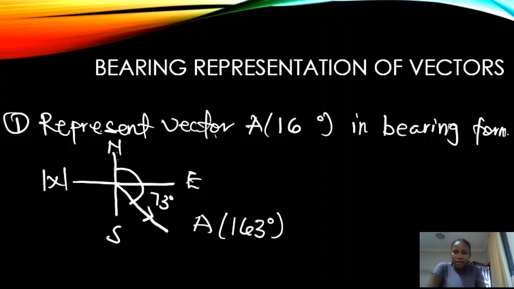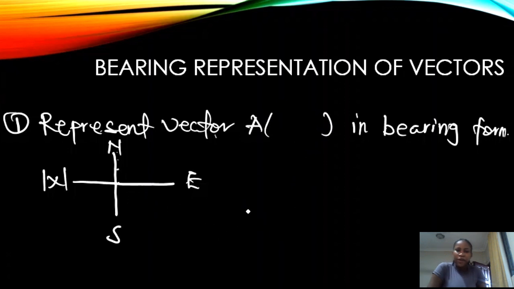Let's do our last example. You can try the rest at home, or when you are at your free period. Try other examples of how to represent vectors in bearing form. So our last example would be 290 degrees, representing it using a vector in bearing form.